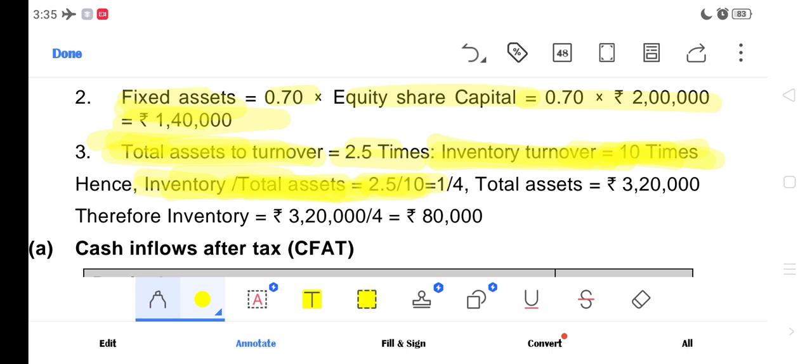I already told you, total assets equals total liabilities. Balance sheet tallies, no. So total assets equals 3 lakh 20. We know total assets. So what is inventory now? 2.5 by 10, which is nothing but 1 by 4. Now we have total assets, so 3 lakh 20 by 4. So we got the inventory as 80,000.